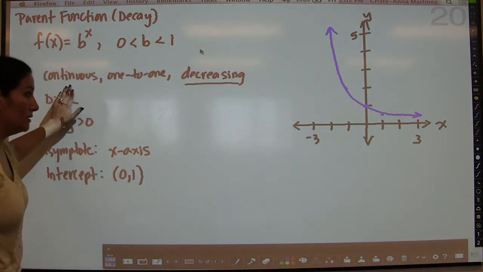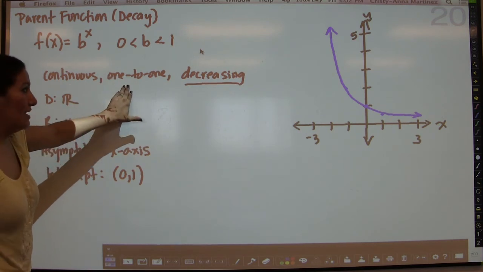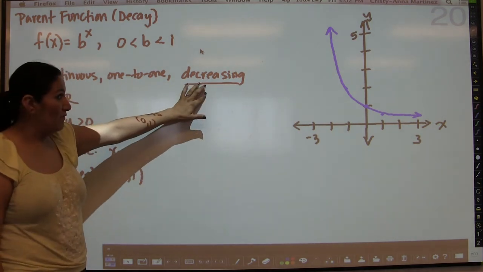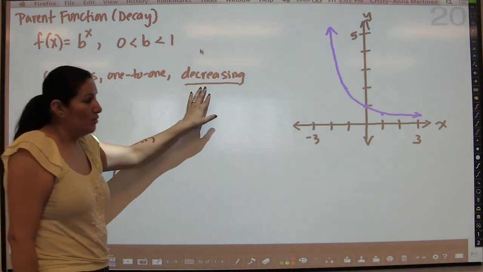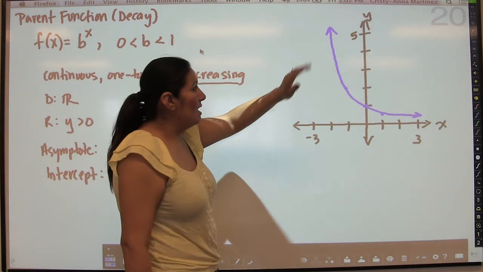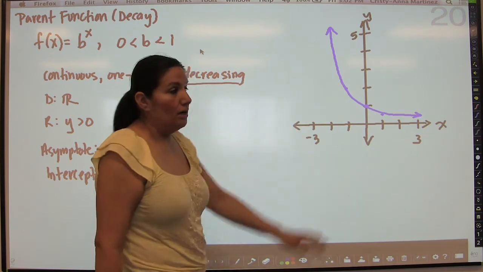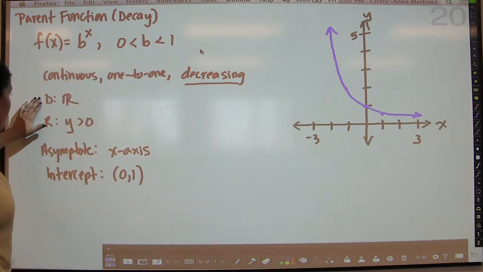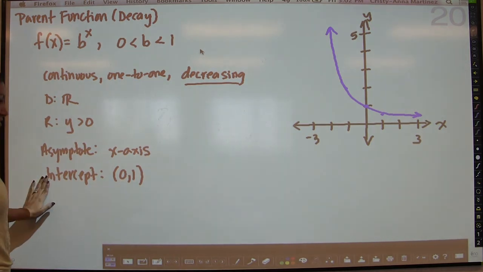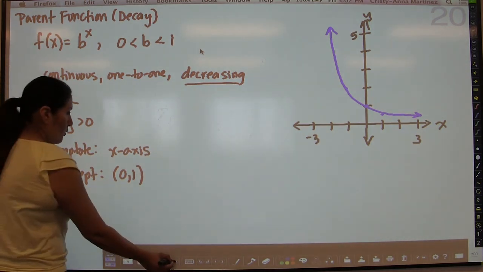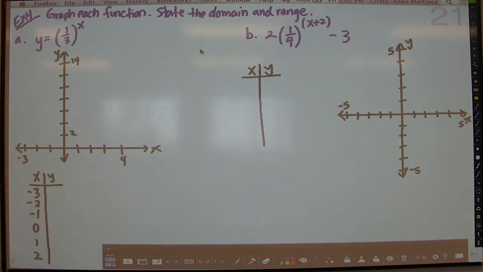But at any rate, we have some characteristics of our function here. It's, again, continuous, still 1 to 1, and now it's always decreasing. This is the only difference between the growth and decay. Before we had it always increasing. You read the graph from left to right, and it was always going up. Now as you read from left to right, it's always going down. So it's always decreasing. Same domain, same range. Asymptote is still the x-axis, and the intercept is still (0, 1). So now we're going to graph these two functions, and then we'll be done with this lesson.